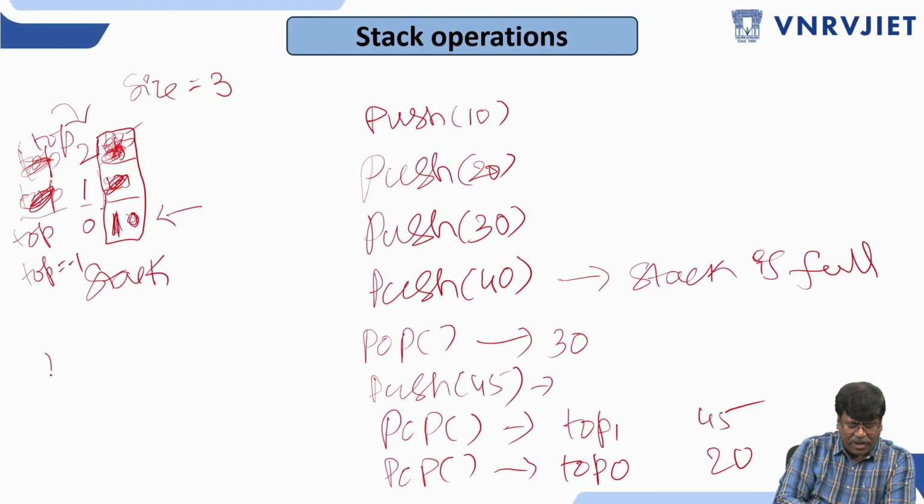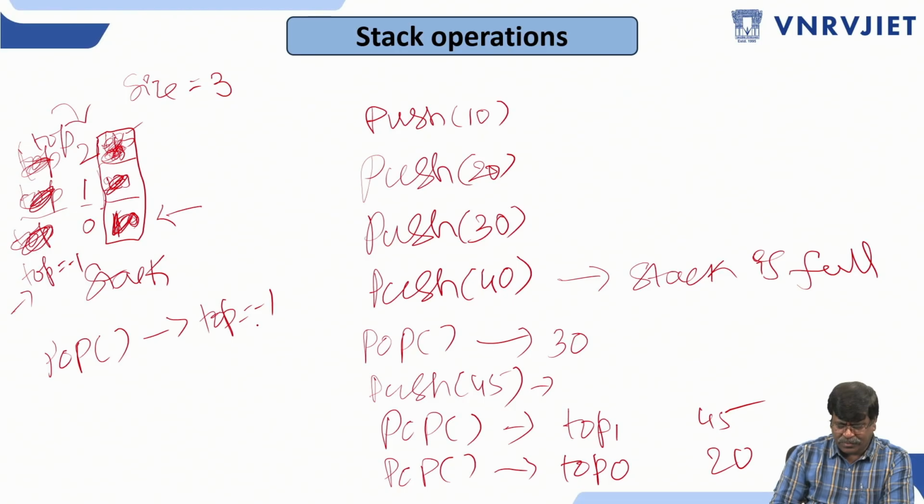When you call the pop operation again, it is going to decrement top to -1, and you are removing 10, and the top value is indicating -1. So you are removing 10 from the stack. Now top reaches -1, which means the initial state of the stack, where the stack becomes empty.